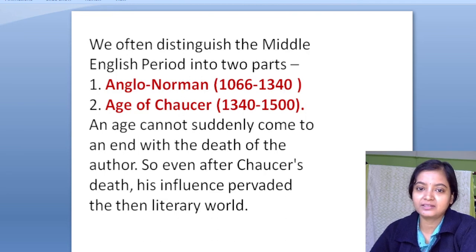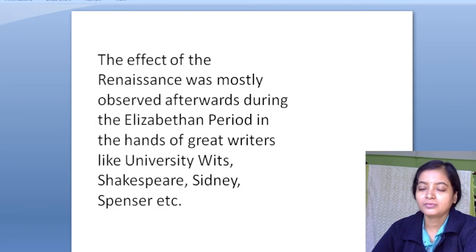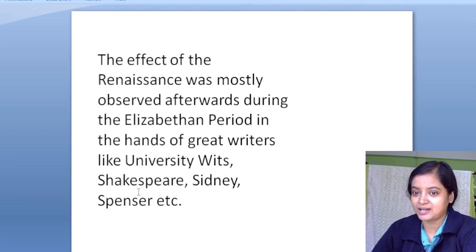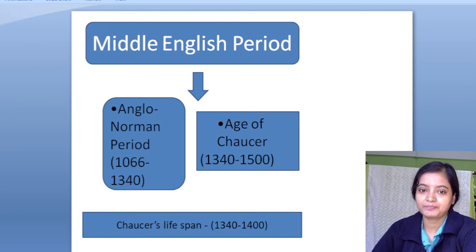So in that sense, we can divide the Middle English period into two terms. The Anglo-Norman period from 1066 to 1340 and the Age of Chaucer from 1340 to 1500. The effect of the Renaissance was mostly observed afterwards during the Elizabethan period in the hands of great writers like the University Wits, Shakespeare, Sidney and Spenser. So many persons don't like the concept of dividing this period into the dawn of Renaissance or age of revival. They just like to divide it into two parts.